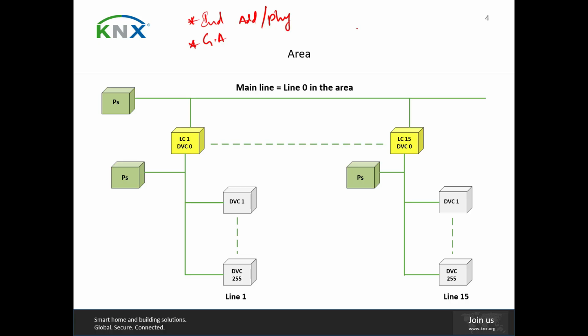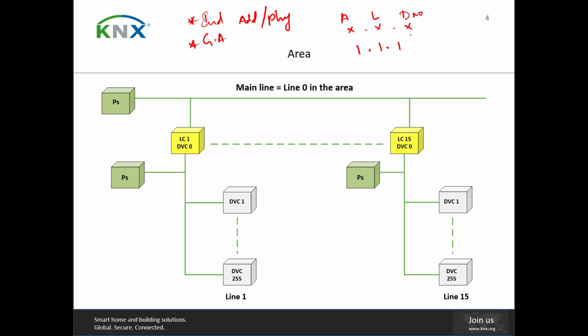So what is an individual address? The individual address normally consists of three levels. Like an IP address, we have three levels: x.x.x. The first x is the area, the second x is the line, and the third x is the device number in that line. So let's say I have a device 1.1.1. That means this device is present in area 1, line 1, and it is device number 1. So you can say device number 1 in line number 1 in area number 1.